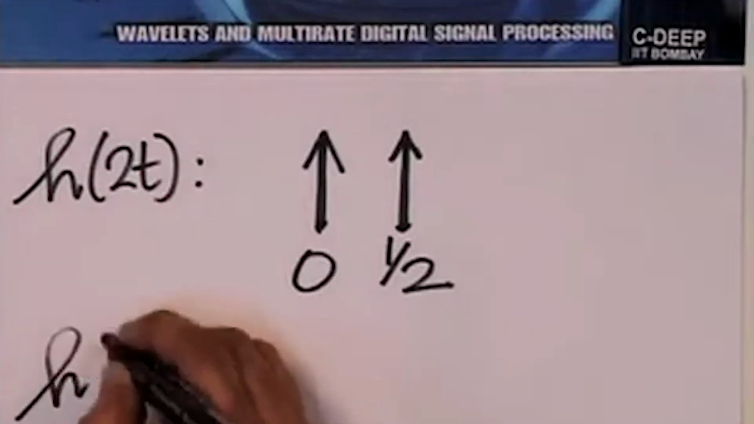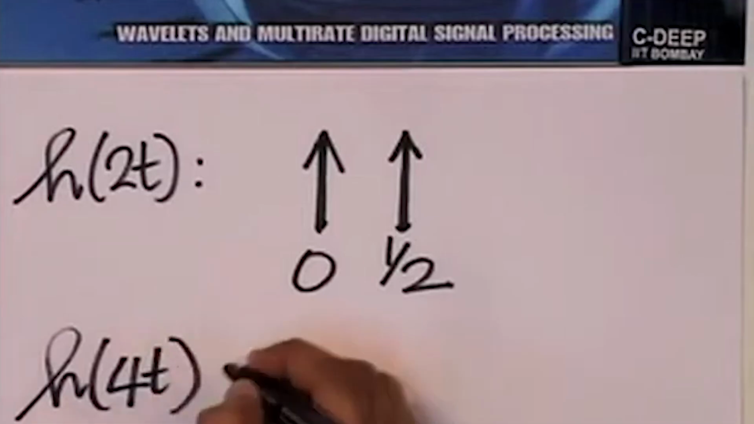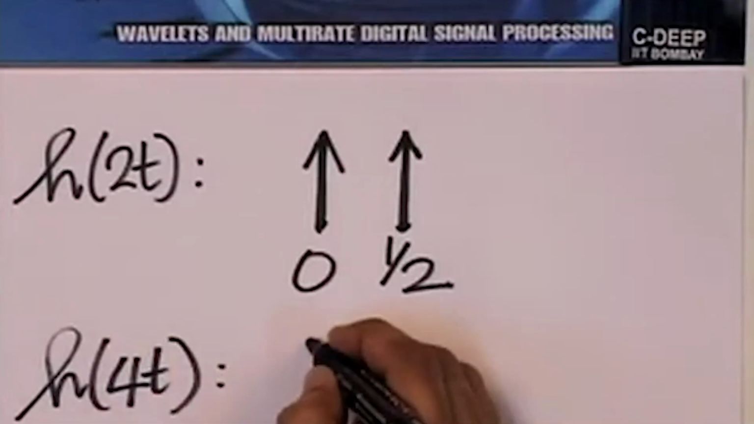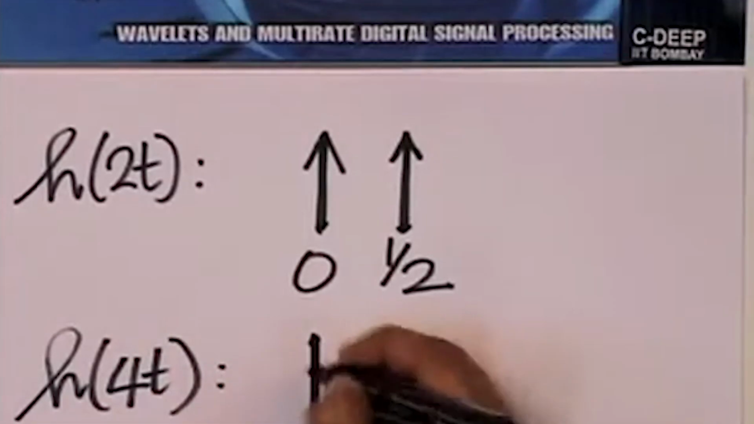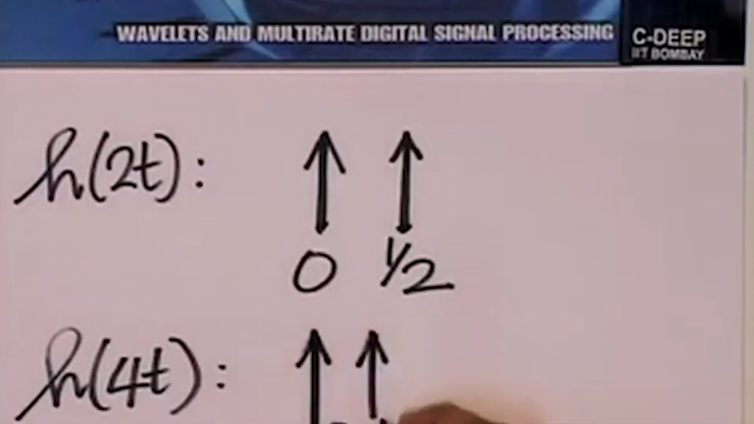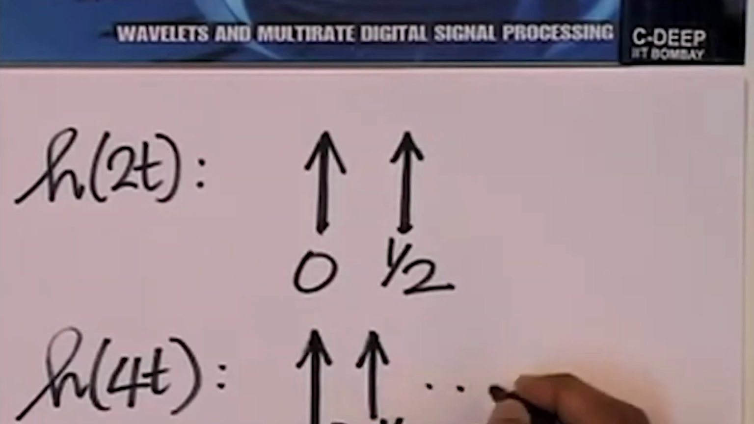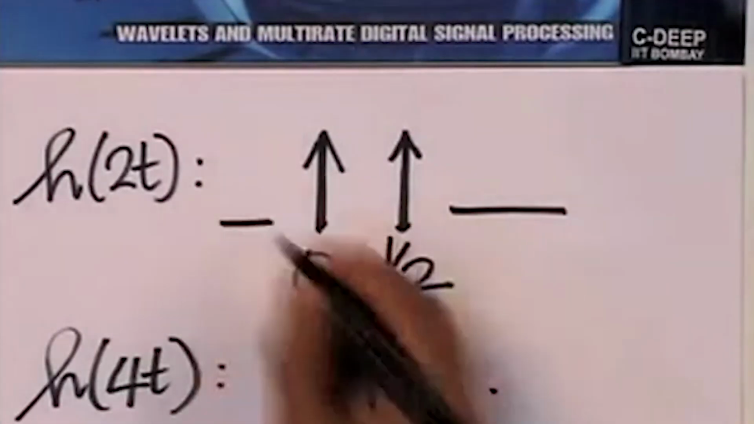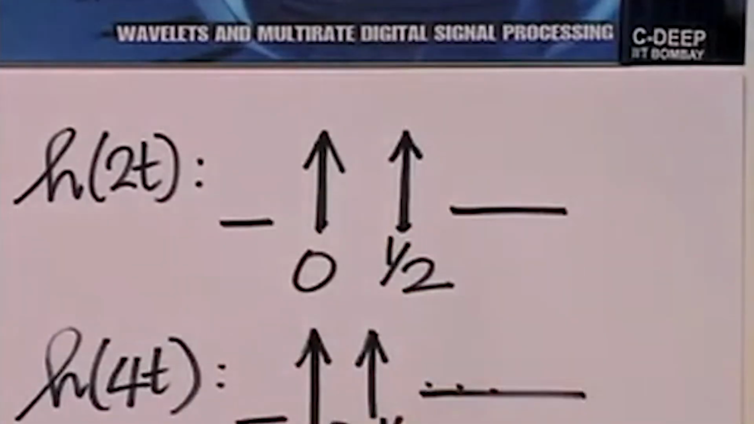H of 4t, for example, will look like this now. This one is squeezed again by a factor of 2. There will be an impulse at 0 and an impulse at 1 by 4, and so on and so forth. Of course, the rest of it is 0, just 2 impulses.